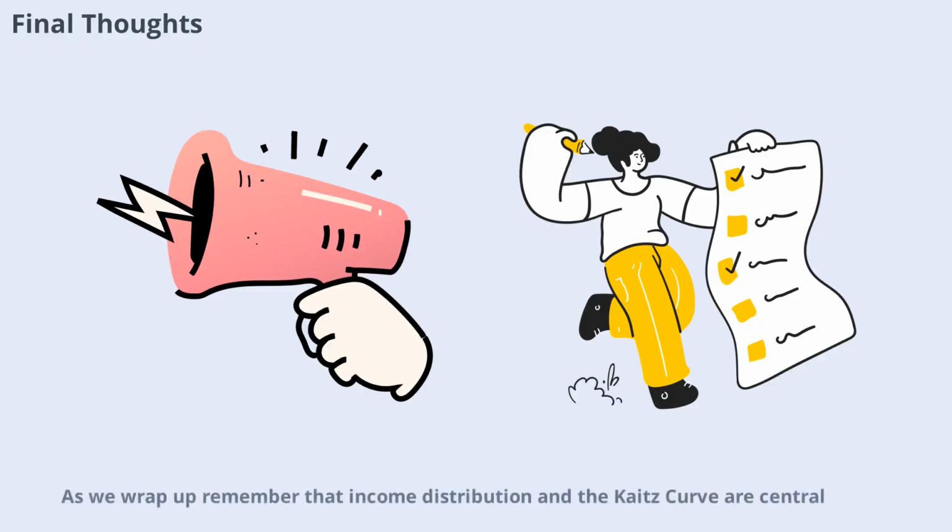As we wrap up, remember that income distribution and the Kaitz curve are central to understanding how economies function and how policies can promote fairness. By analyzing these concepts, we can create a more just and prosperous society.